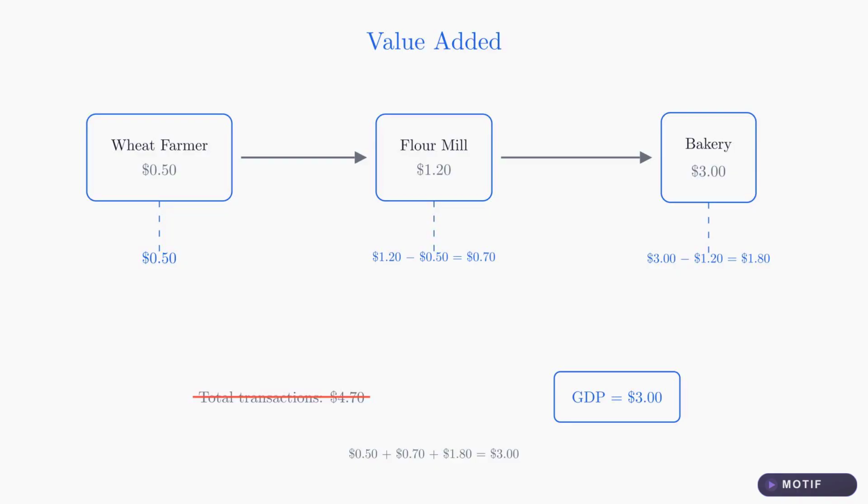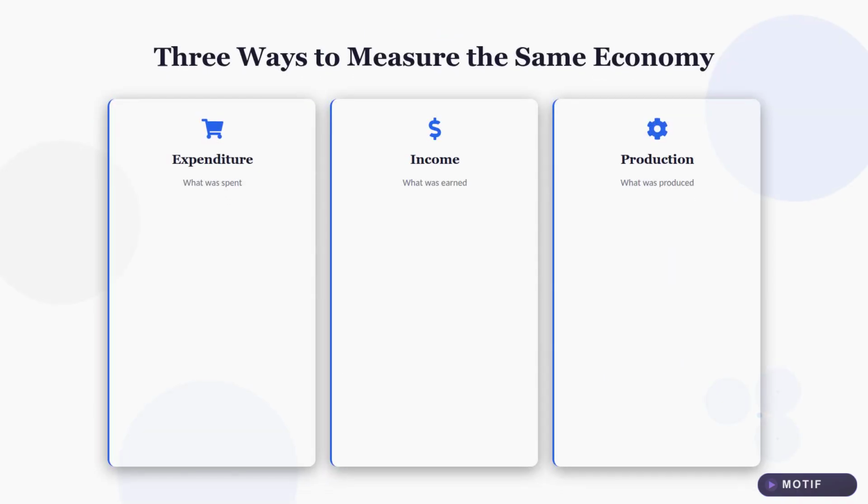GDP avoids this double counting by measuring only the value each producer adds, which totals to the final price of $3. There are three distinct methods for calculating GDP, and in theory, all three produce the same result. The expenditure approach totals everything that was spent. The income approach totals everything that was earned. And the production approach totals the value added by every industry. Most countries rely primarily on the expenditure approach, but they use all three as cross-checks.